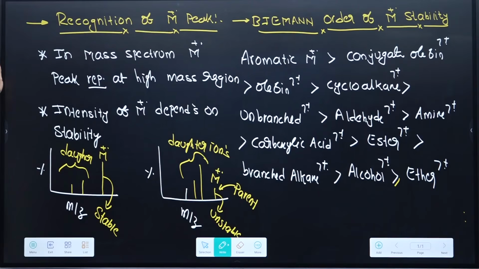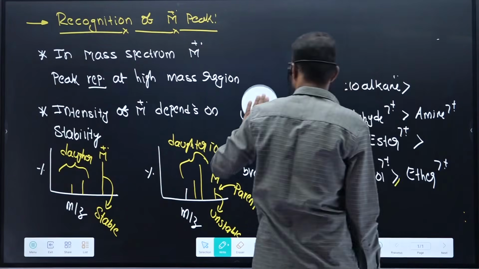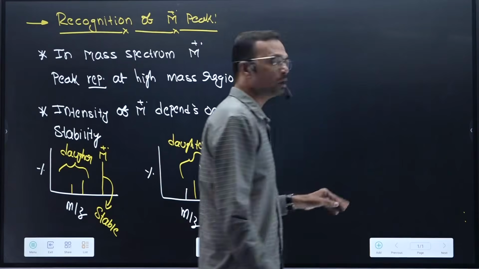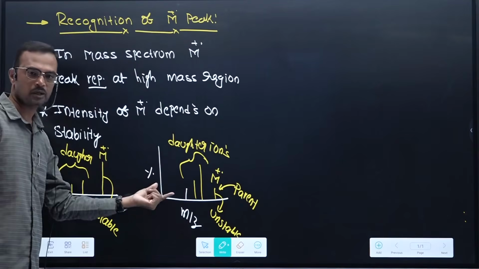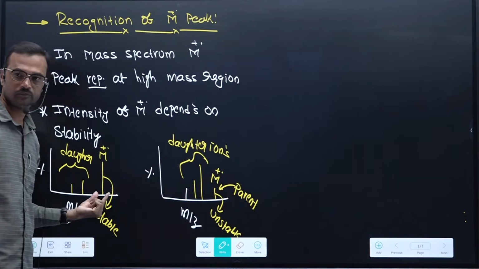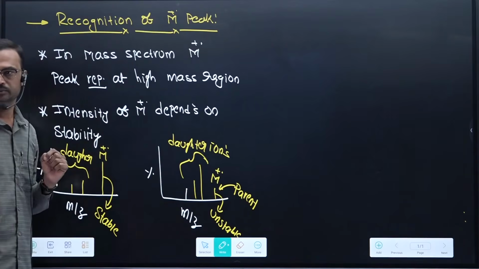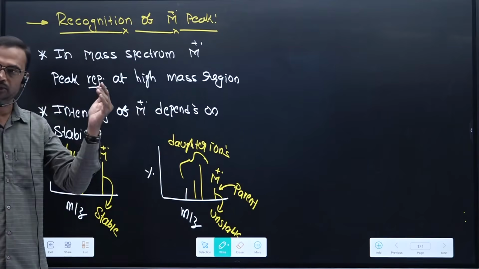Clear? In mass spectrometry, the molecular ion peak is always in the high mass region, but generally the intensity of the molecular ion depends upon its stability. Generally the last peak is a molecular ion peak, but remember, the last peak is not always a molecular ion peak. According to our calculations, we think the last peak is always the molecular ion peak, but that is not correct. Some differences will be there.